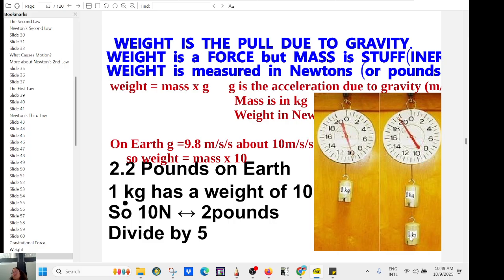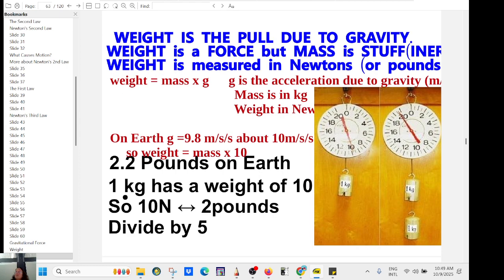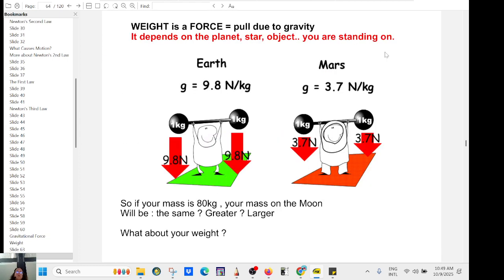So obviously, if you have 2 kilograms, that's going to be a pull of 20 Newton, which is about 4 pounds. So 10 Newton is about 2 pounds. Any question? So if you go to Mars, for example, g, the acceleration due to gravity, is smaller, about 4. On Earth it is 10. So inertia will be the same, but not the weight. It's going to be easier to lift on Mars than on Earth.